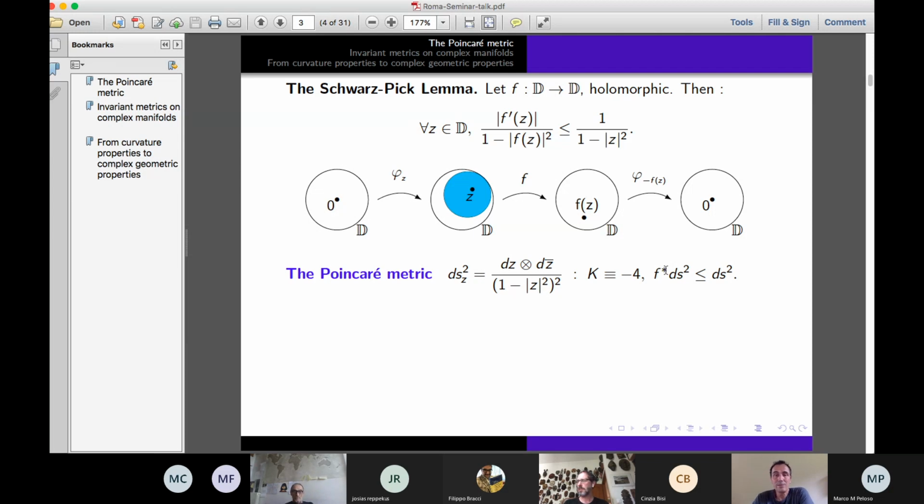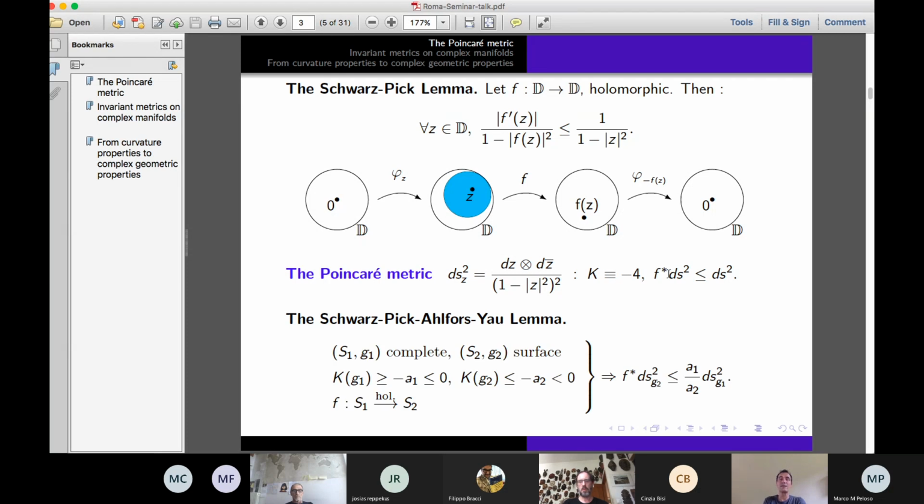And so here, this formula, of course, it's easy to prove now when you have the definition of the metric, and we proved the Schwarz-Pick lemma. But it's quite mysterious because we don't see the metric appearing. But in fact, you have the Schwarz-Pick-Ahlfors-Yau lemma that tells you the following.